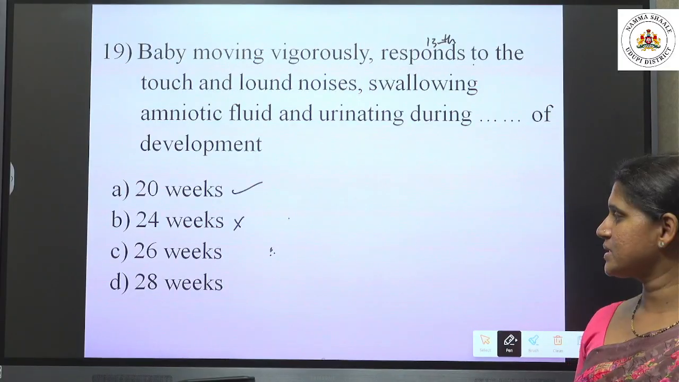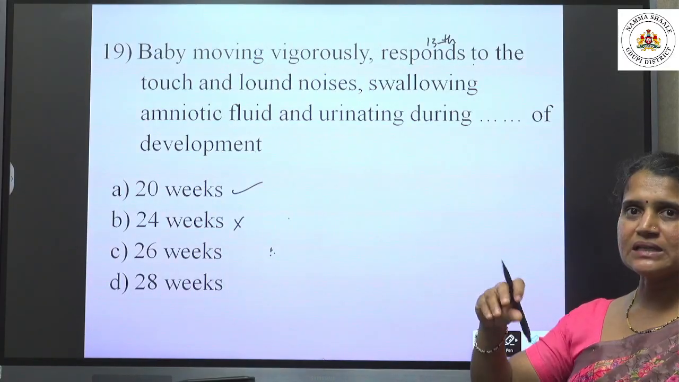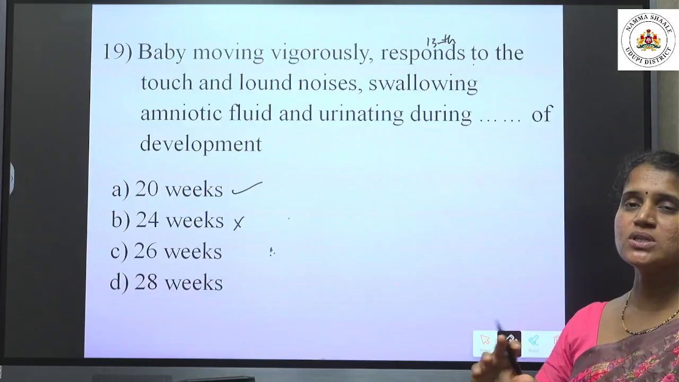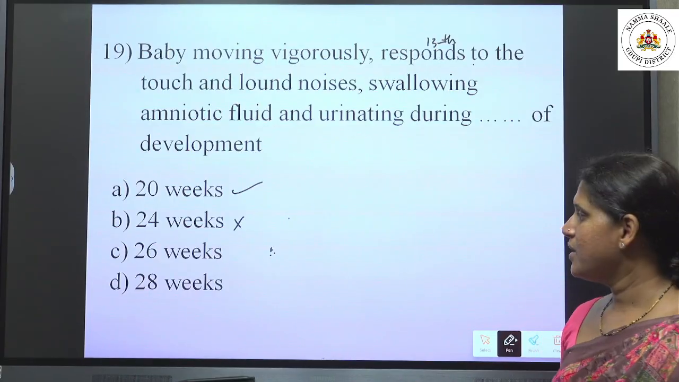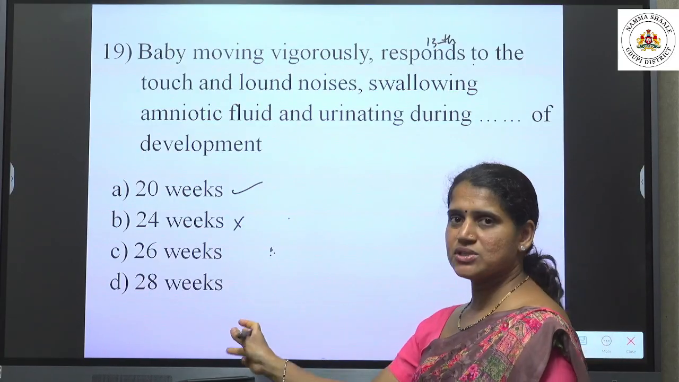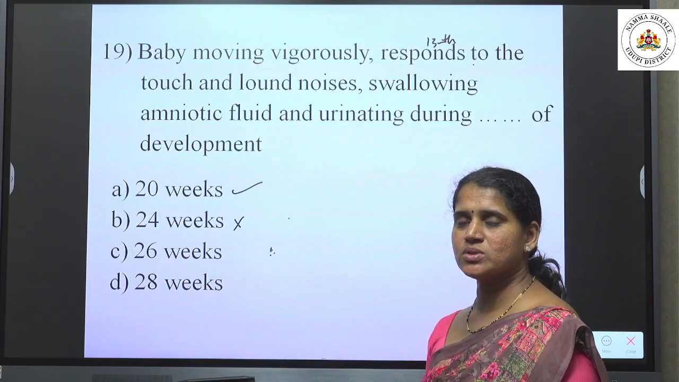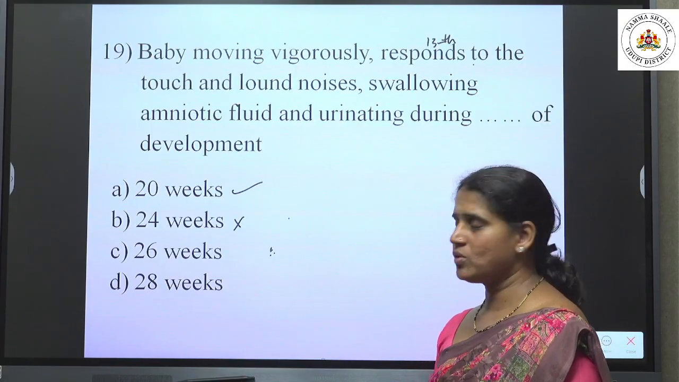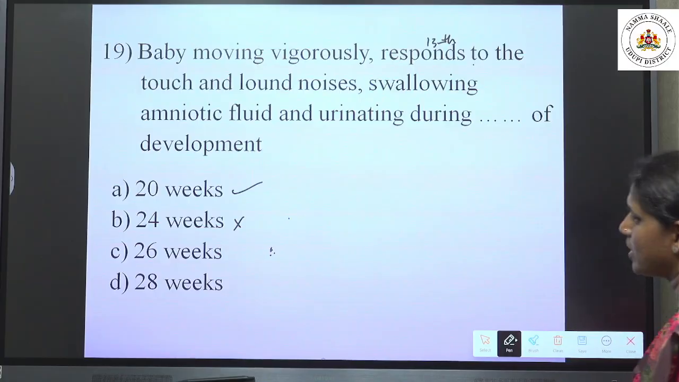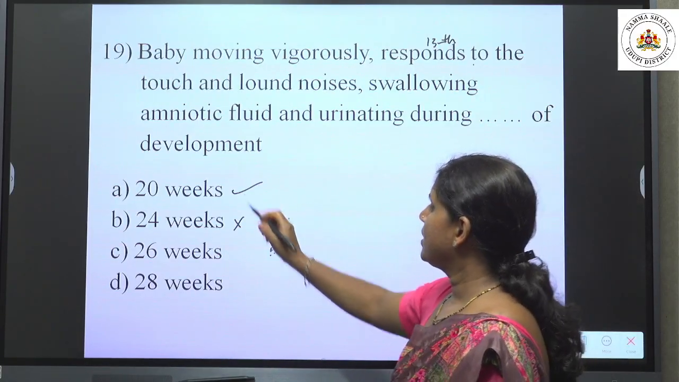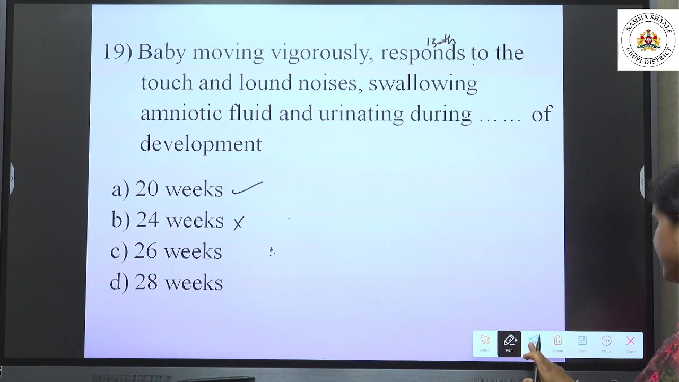By the 28th week almost the full development of the baby takes place, and it starts to turn. The position of the developing baby changes, and they get ready for birth, to come outside. So hence here option A is correct.